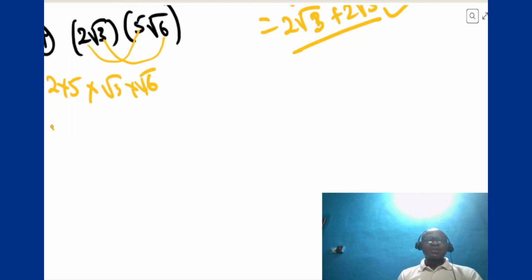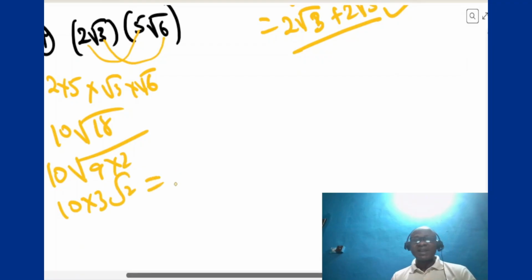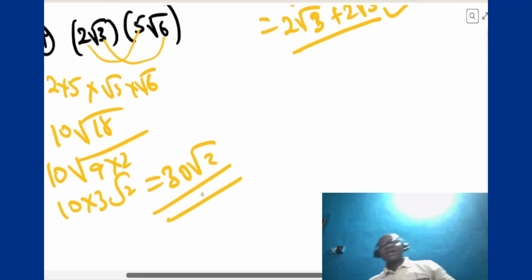So this is now going to be 10 root what? 18, which is the same thing as 10 root 9 multiplied by 2. That is 10 times 3 root 2, making the final answer to be 30 root 2. I don't know if you got it. Yes, sir, it is.